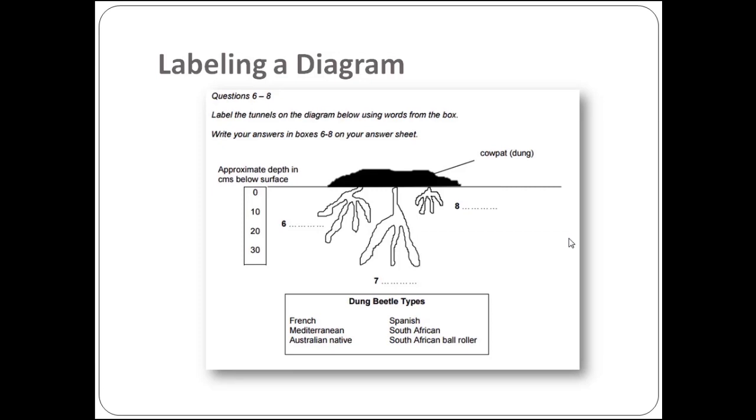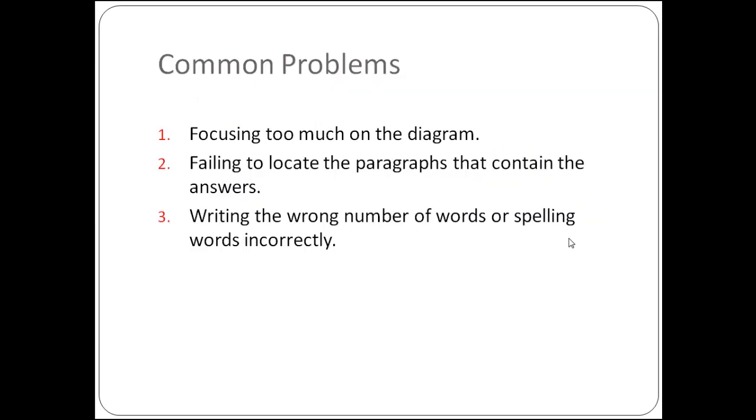Another type of question is label in a diagram. This is a diagram. It's very simple. You're given a diagram, and then you have to label it, give names to it. Common problem associated with this type of question: focusing too much on the diagram. Some students, when it comes to unfamiliar diagrams, spend too much time focusing on the whole diagram while they should be focusing only on the questions given.